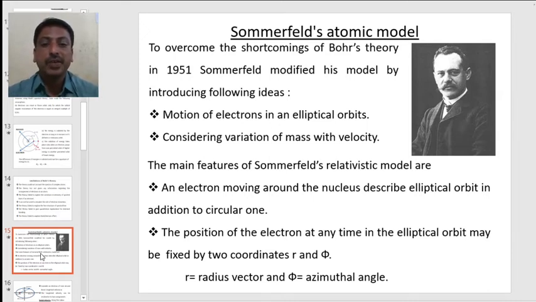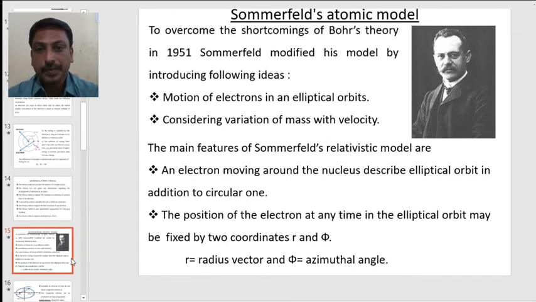The main features of his relativistic model are that an electron moving around the nucleus describes an elliptical orbit in addition to a circular one, and the position of the electron at any time in the elliptical orbit may be fixed by two coordinates, that are r as well as phi, where r is known as the radius vector and phi is known as the azimuthal angle.